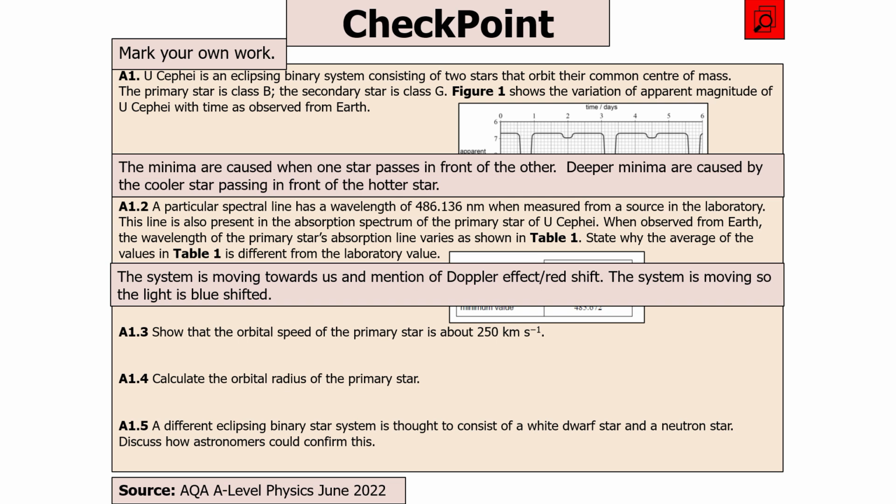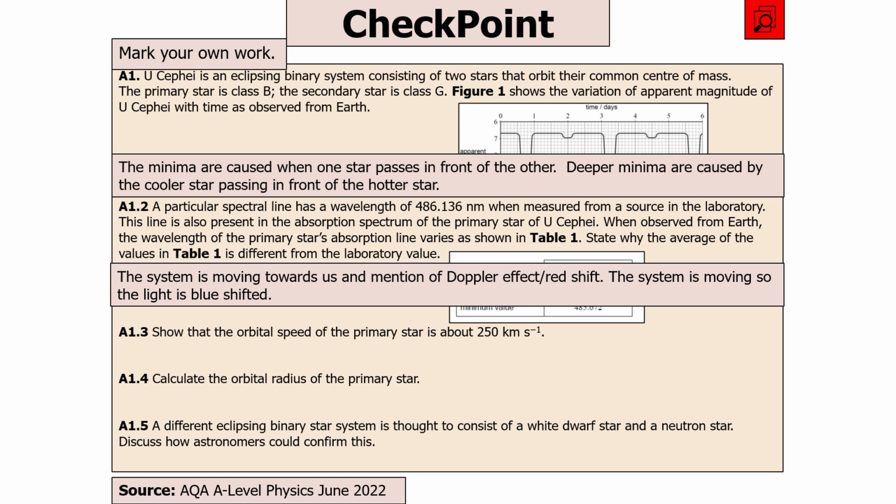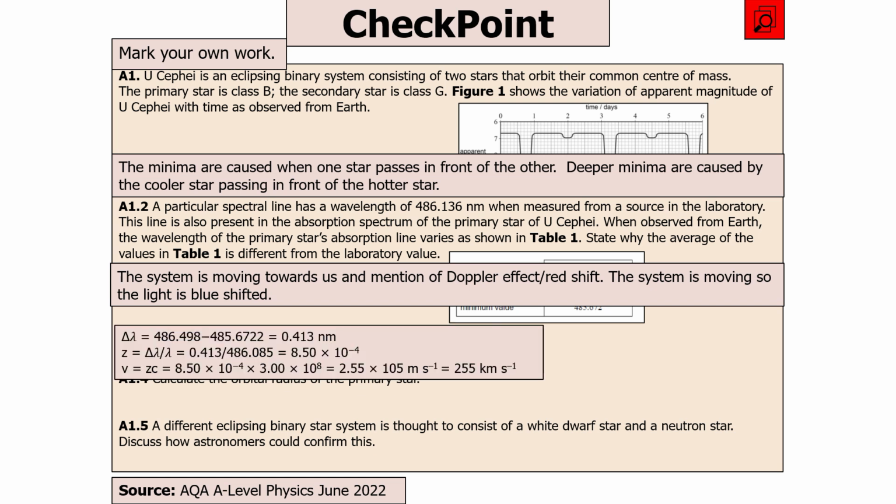Now in 1.3, you've got your minimum and maximum value. So the change in wavelength, as you can see from the previous question, you're given the maximum, you're given the minimum, so our change is going to be equal to 0.413 nanometers. We know z is the change in wavelength over the wavelength, so you get that to be 8.50 times 10 to the minus 4. In this case, because we don't have a lab standard for the wavelength, it is the average of the two values.